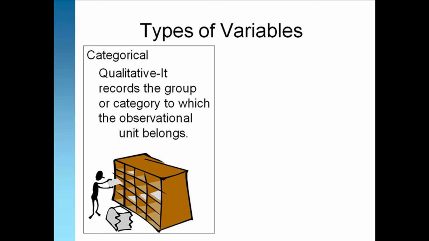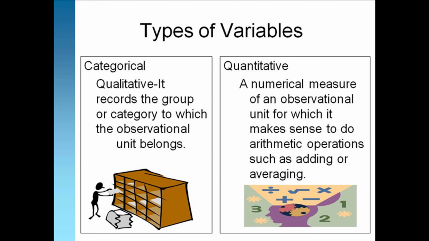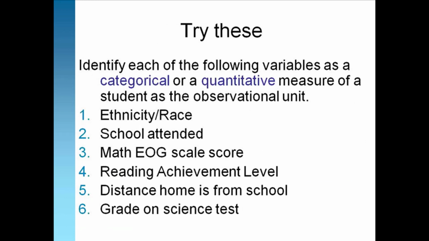Variables can be divided into 2 main types, categorical and quantitative. Categorical variables measure qualitative features of the individual. They record the group or category to which the observational unit belongs. Quantitative variables are numerical measures of an observational unit for which it makes sense to do arithmetic operations, such as adding or averaging.